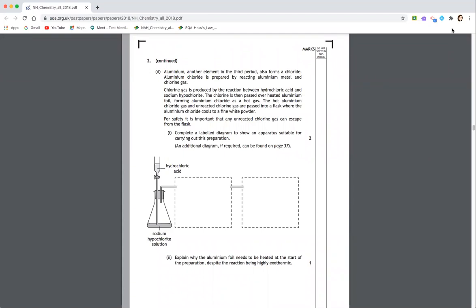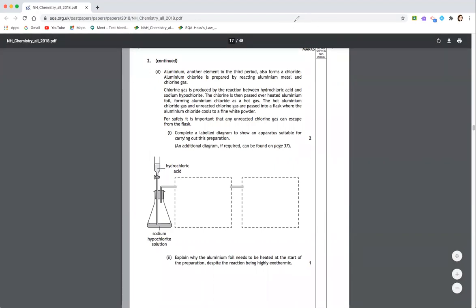So, D part 1, complete the diagram to show the apparatus is suitable. So it gives you a little rundown of what's required in the paragraph. If you read that, it will say that chlorine gas is produced by the reaction between hydrochloric acid and sodium hypochlorite. So that's what you've got in this bit here. And then the chlorine is passed over heated aluminium foil. So we need to have something that has heated aluminium foil in it.